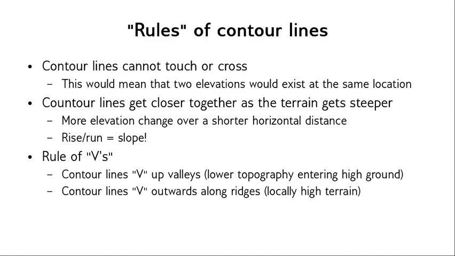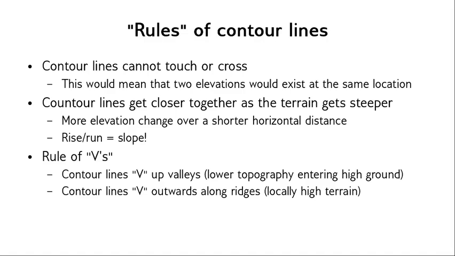Second is contour lines get closer together as the terrain gets steeper, and that's what we just talked about. And you can actually then measure the distance between the contour lines and combine that with some knowledge that you have about the lateral distance, maybe from reading the map scale. And then you can use rise over run to get slope.